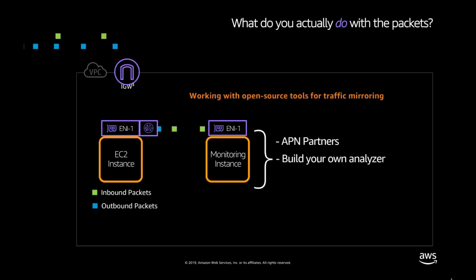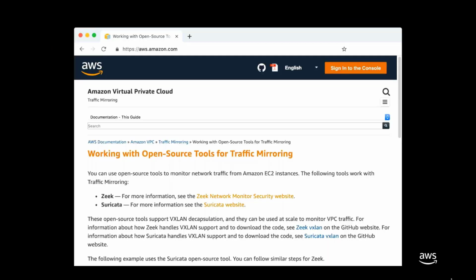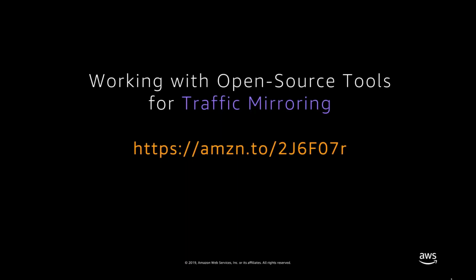So this was covering APN partners, and if you want to build your own analyzer, you can also use open source tools which are readily available and already support traffic mirroring. We have a whole documentation page on our website where you can find documentation on how to use open source tools like Zeek and Suricata to monitor your traffic. A lot of our large customers are already using these open source tools. There's a lot of capabilities available here, which you can use to analyze traffic using these tools. Here's a link to get you more information on these open source tools.